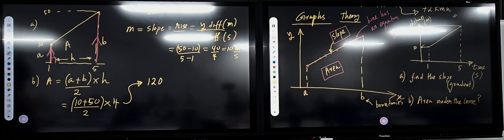Meter square. Meter square. Unit square. What about unit square? What unit?